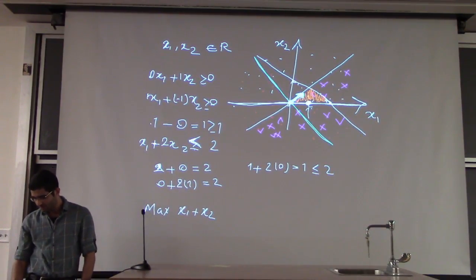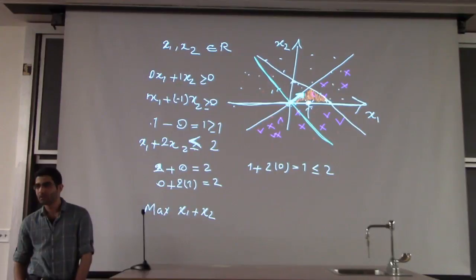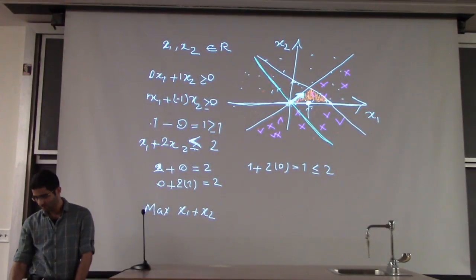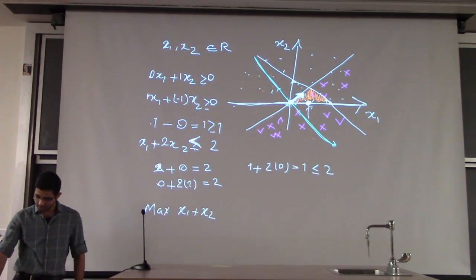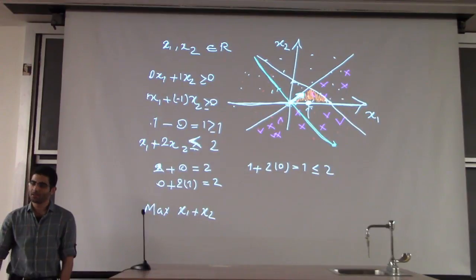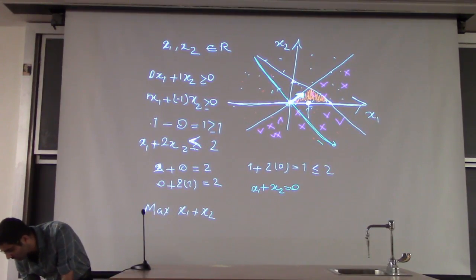For every point on this line, (0, 0), this value would be 0. Here, (-1, 1), this value would be 0. Here, (5, -5), this value would be 0. So for all of the points on this line, the value of x1 plus x2 would be 0.